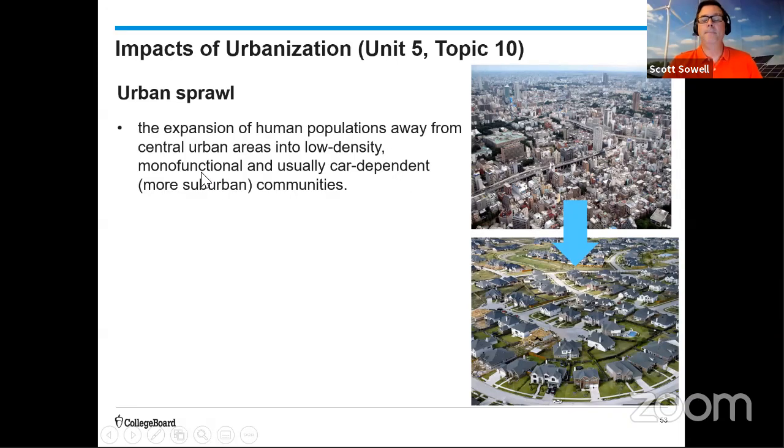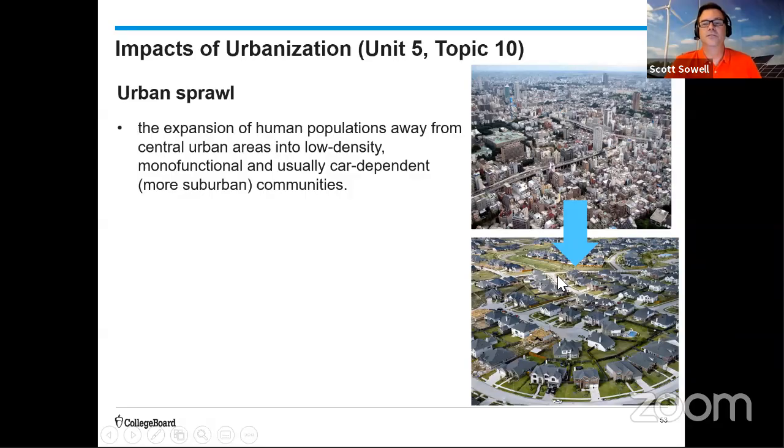The density is lower. Monofunctional. So think about that. Think about if you walked in this one square block of this city, you might see houses or apartment buildings, stores, hospitals, schools. You would see a lot of different functions in this one block. Whereas here, all I see is houses. It's monofunctional and usually car dependent. If you live here, you don't need a car. There's public transportation, there's walking, everything is more compact. Whereas here, you would need a car. So it's the shift from this high density multifunctional area to really low density monofunctional.